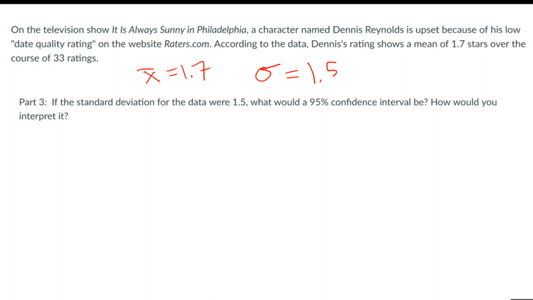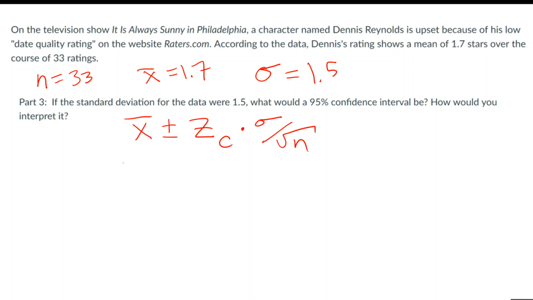Remember, that's X. We're interested now in a group of values. In fact, we have 33 ratings. So we want to build a 95% confidence interval to estimate the true mean. So we need our point estimate, which is the sample mean, plus or minus the critical value, which is going to be 2 for a 95% confidence interval. Then we're going to multiply it by the standard error, which is given like this. That's the population standard deviation divided by the square root of the sample size.